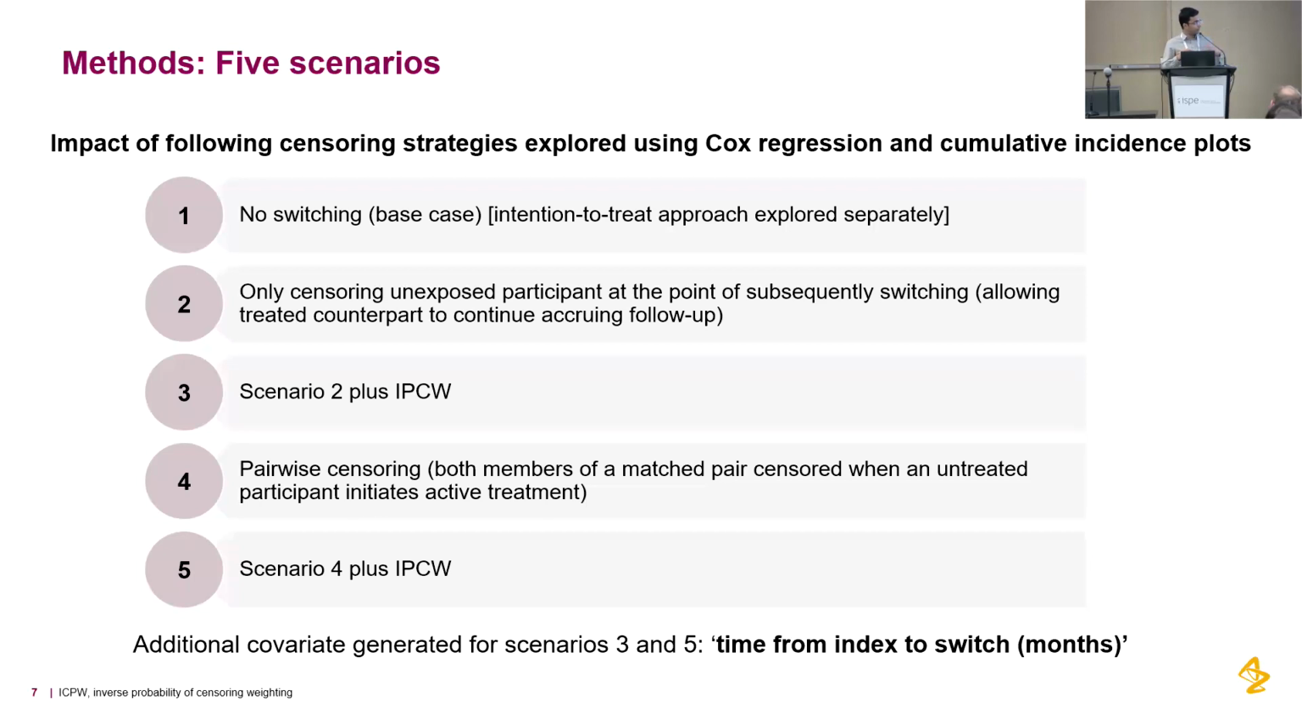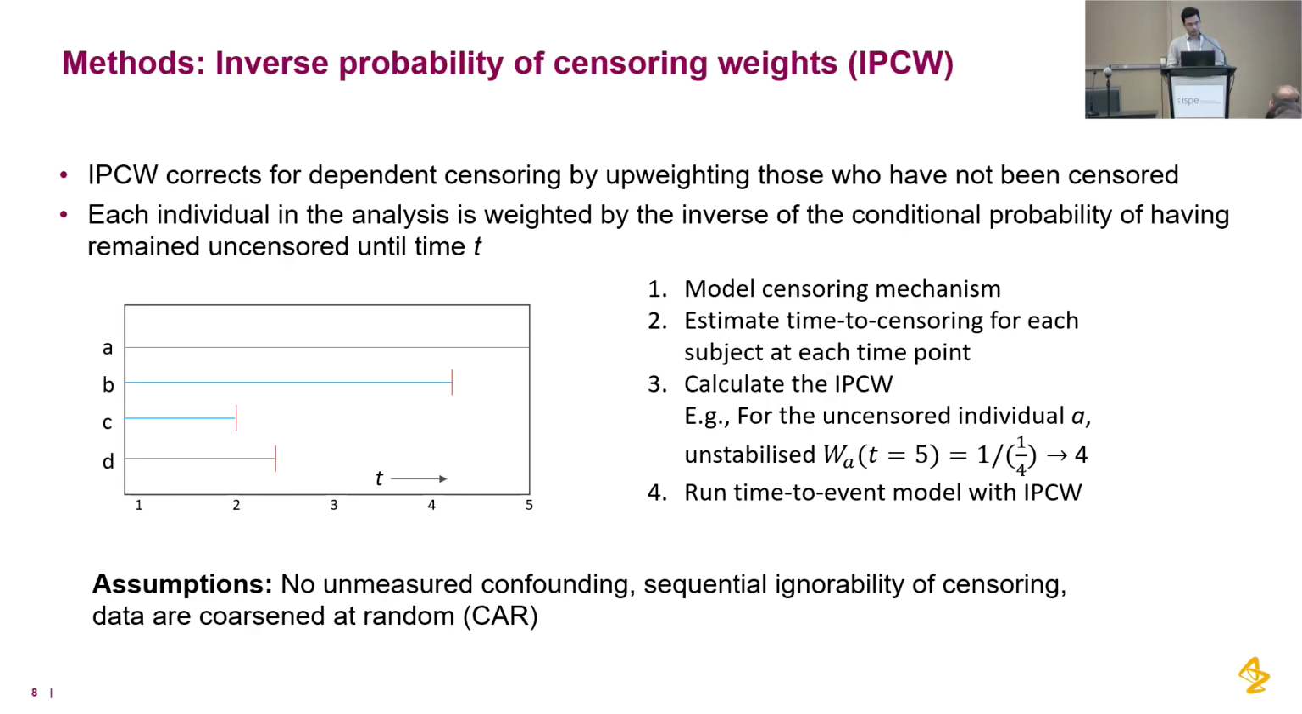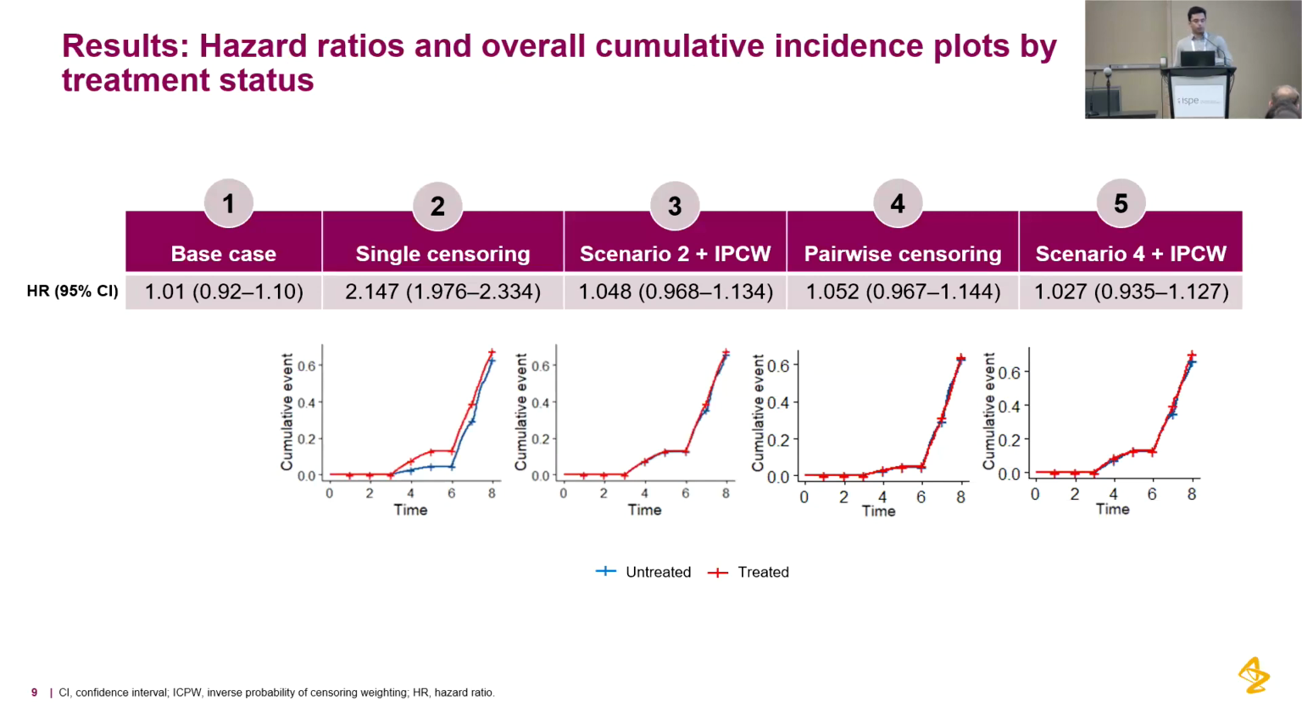So for the IPCW scenarios, we generated another covariate to predict the censoring mechanism, which was time from index to switch. So I mentioned IPCW a couple of times. Inverse probability of censoring weights, as I'm sure several of you here are aware, can correct for dependent censoring and informative censoring by upweighting those who have not been censored. I'm not going to go into too much detail here, but it does rely on some assumptions like no unmeasured confounding.